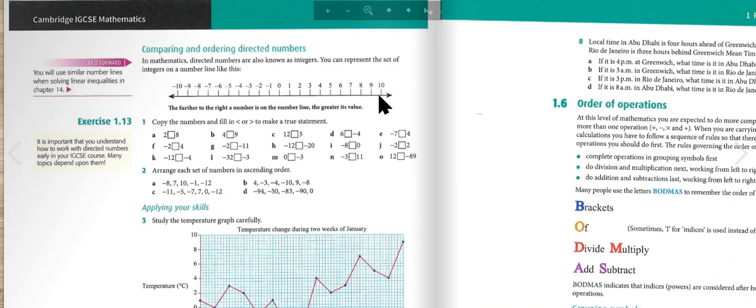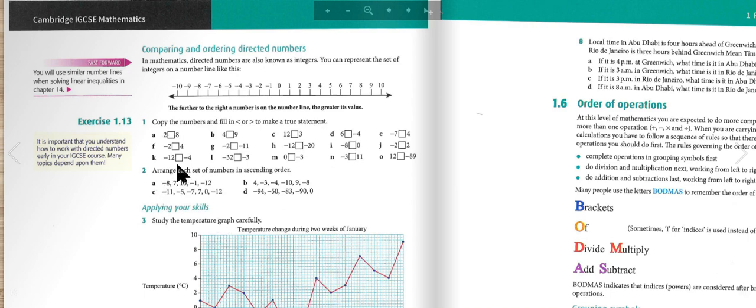Complete the numbers and fill in less than or greater than to make a true statement. 2 is something 8. 4 is something 9. 12 is something 3. 6 is something -4. -7 is something 4. -2 is something 4. -2 is something -11. -12 is something -20. -8 is something 0. -2 is something 2.